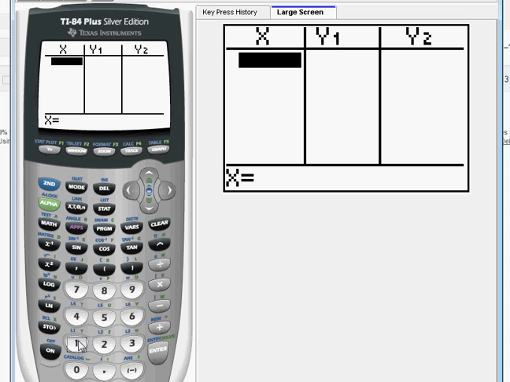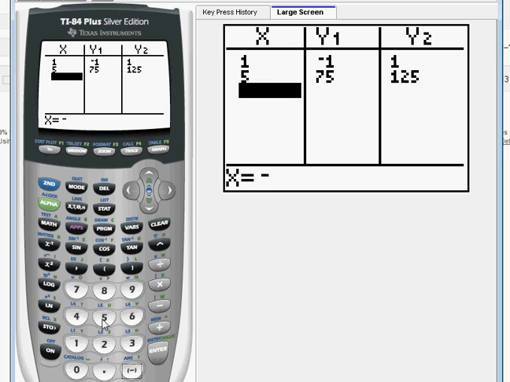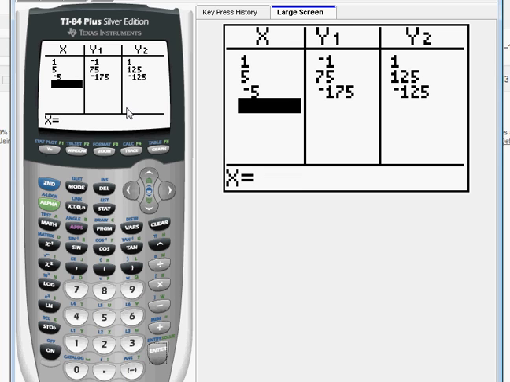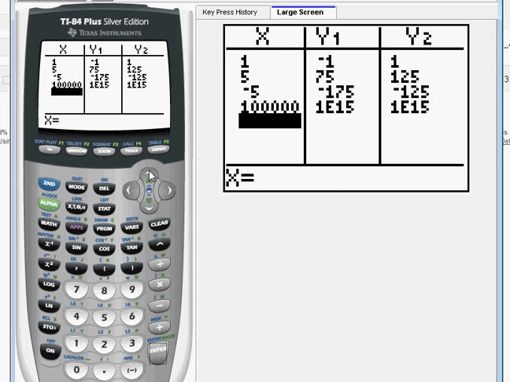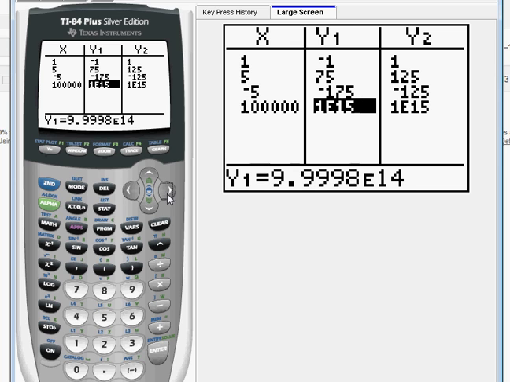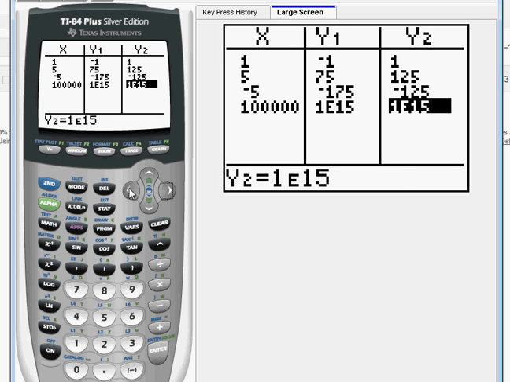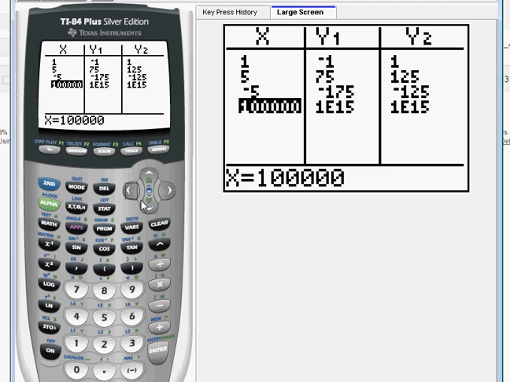For very small values of x, you'll notice that these two values are different. If we even go out to 5 and -5, you'll notice that the values are pretty different. But if you go for very large values of x, so let's go 10 to the 5th, they pretty much look like they're the same. I'm going to actually look at the function value. y1 is 9.999 times 10 to the 14th, and this is actually just 10 to the 15th. So they're pretty close to being the same, and that was only for 10 to the 5th.